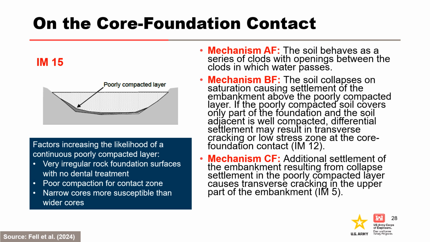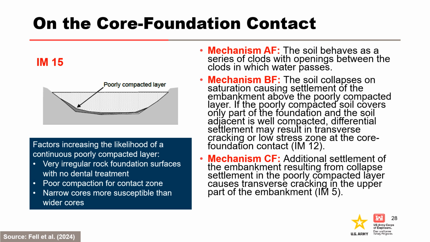For IM15, a continuous layer of poorly compacted soil at the core foundation contact may result in the formation of a transverse crack or flaw by the following mechanisms. Mechanism AF, the soil behaves as a series of clods with openings between the clods in which water passes. Mechanism BF, the soil collapses on saturation, causing settlement of the embankment above the poorly compacted layer.